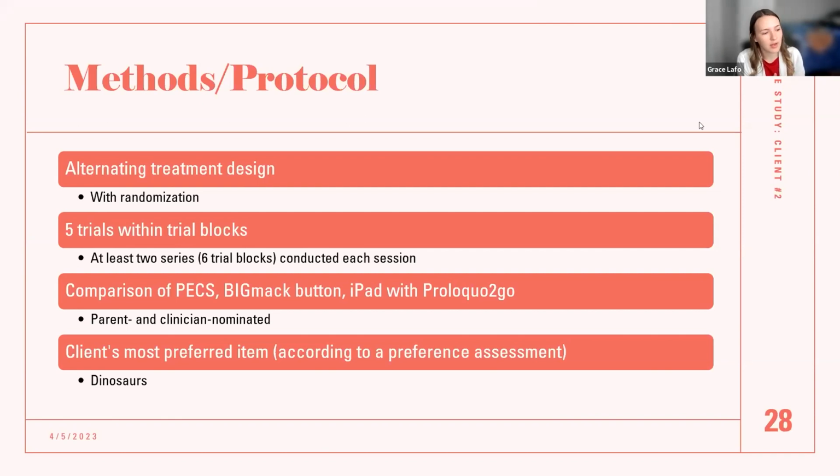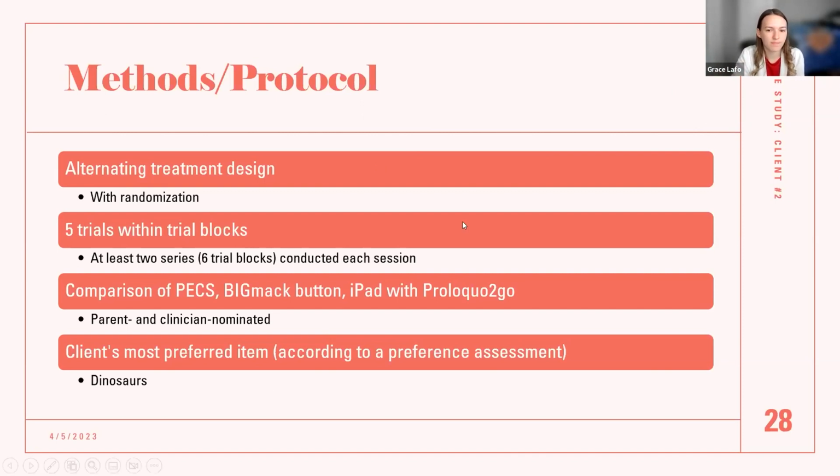We went through each modality twice, each session, and it was a comparison of PECs, the Big Mac button, and iPad with Proloquo app, and these were parent and clinician nominated. The parents had shared that sign language was aversive to the client, so we didn't include that, obviously, and then we tried to pick some different things where we might see some variation in results. And first, we conducted a preference assessment to identify his most preferred item that we could use to contrive requests, and that was dinosaurs.